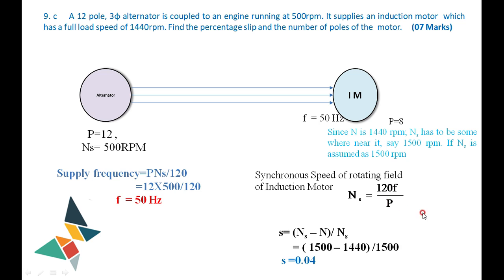Then from this equation you can calculate P. P is equal to 120f by Ns. Therefore, the number of poles is 4. This is how you have to calculate the number of poles and the slip of the induction motor. In the next session, we will take up the last question in the December 19 and 20 question paper, that is question number 10.